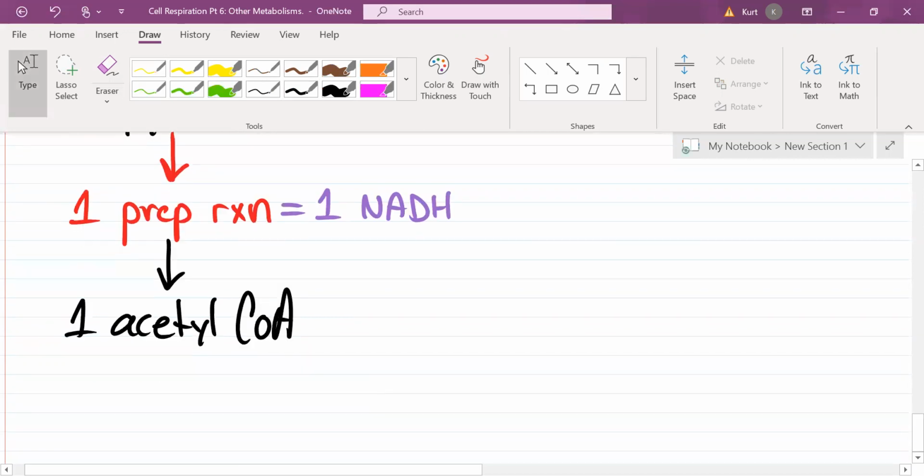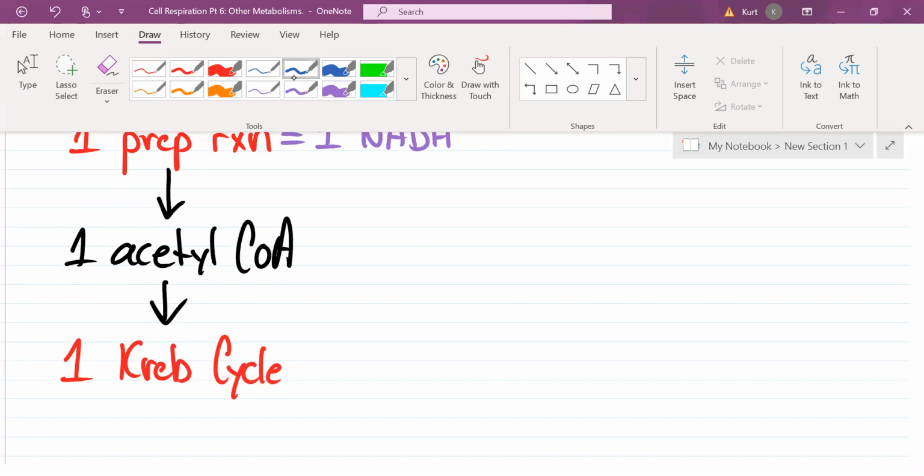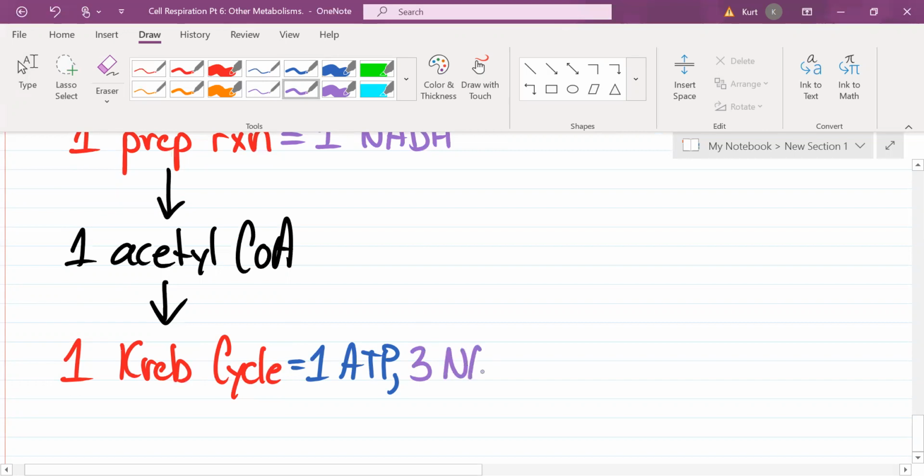Okay. What is the next metabolic stage of cell respiration that acetyl coenzyme A enters? How many times will you have to do the Krebs cycle? Once. Okay, when you do 1 spin of the Krebs cycle, how many ATP are produced? 1 ATP. How many NADH? 3. Good. How many FADH2? 1.